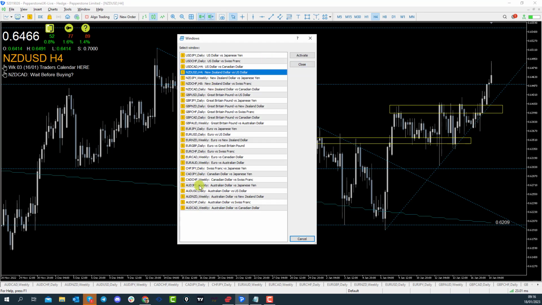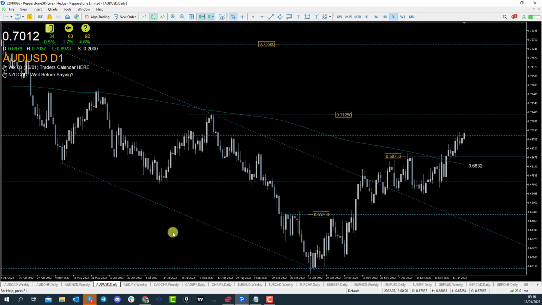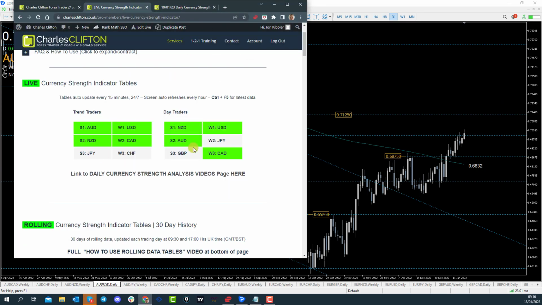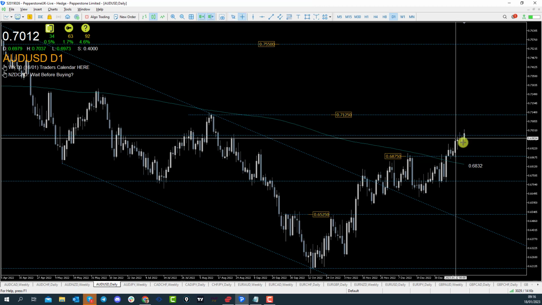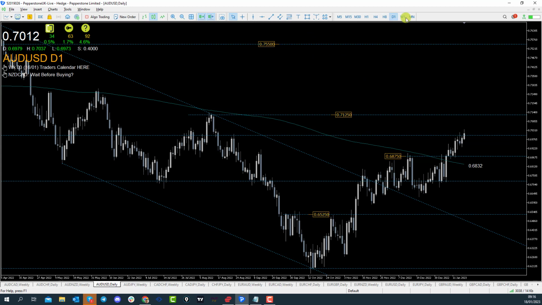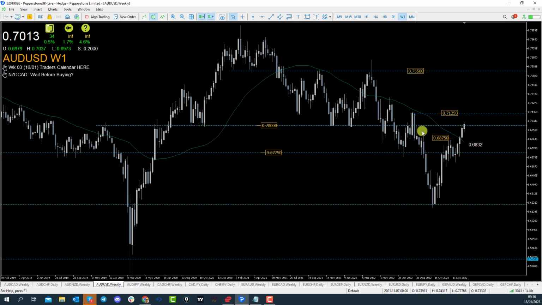So like we said, Aussie US dollar also features on the tables, and it's also something I'm keen to look at due to the fact that it's the second strongest on the day traders and tops the chart on the trend traders tables. Now we're back at 0.7, which is a major level on Aussie US dollar. If I go to the weekly time frame, we've mentioned this multiple times in the past that the 0.7 handle is a key area of resistance.